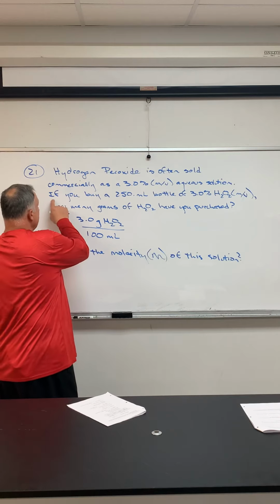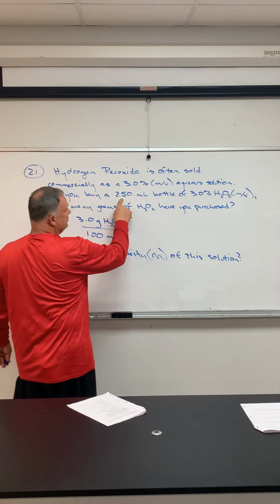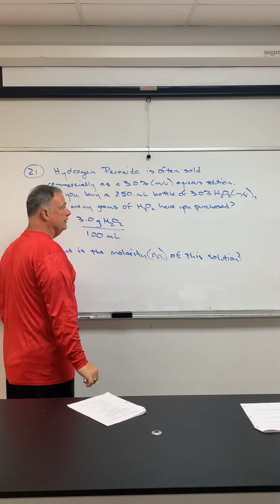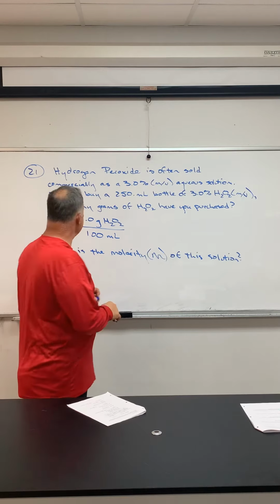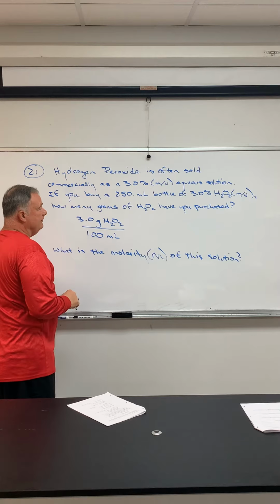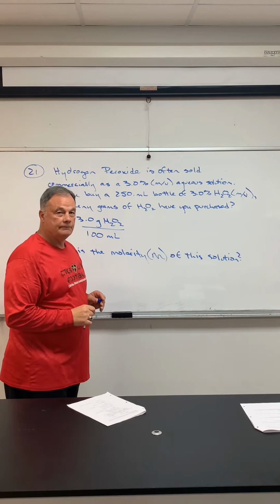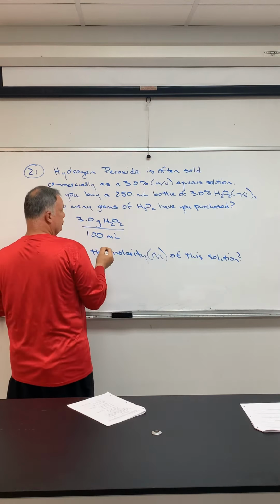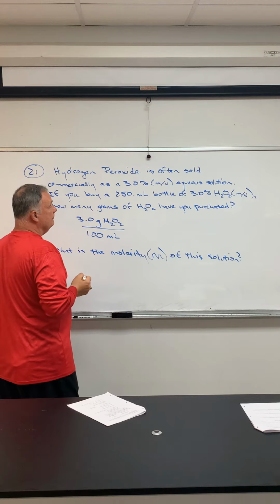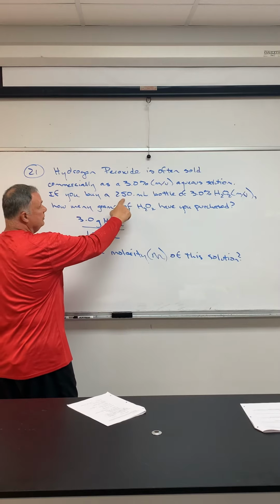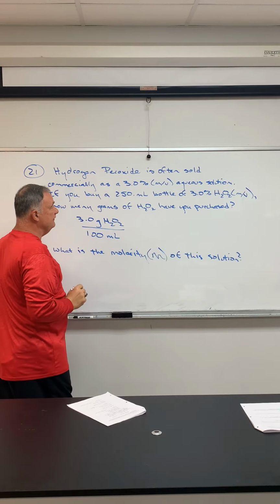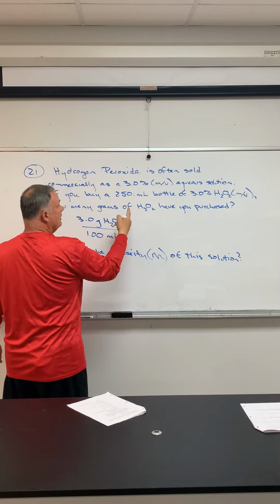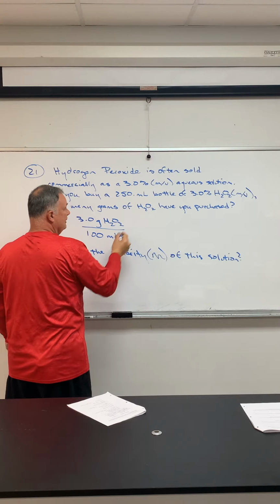So we're looking, it says, if you buy a 250 milliliter bottle of this 3.0 mass to volume solution, how many grams of H2O2 have you purchased? Okay? And understanding just that from this, you should easily be able to solve the problem. So you're given 250 milliliters of that. So the units are right here. And so we want to know how much is in 250 milliliters.